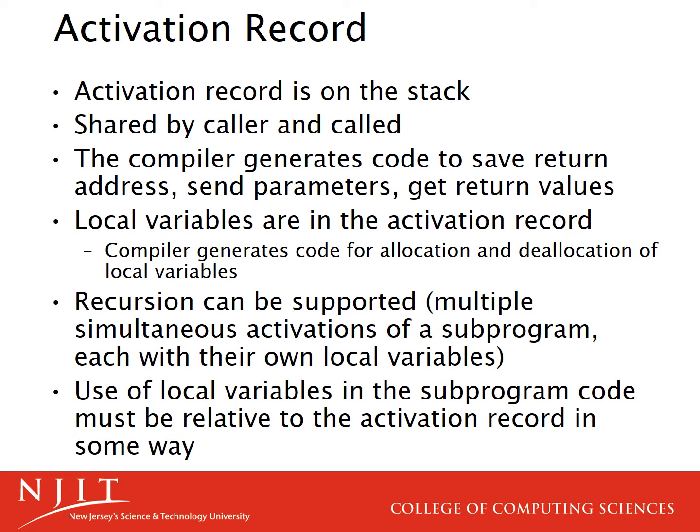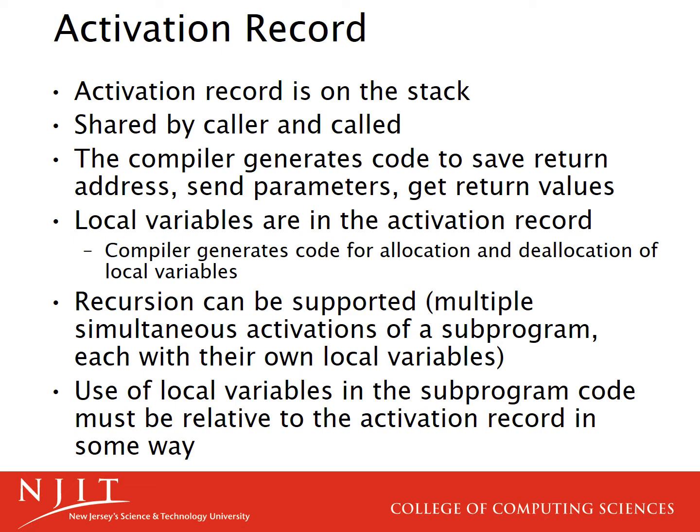But the caller doesn't know what variables are declared inside the function. So the called function has to manage that part of the activation record. So the caller starts building the activation record. The called function finishes building it, executes its code, figures out copying return values out, and then undoes what it did.